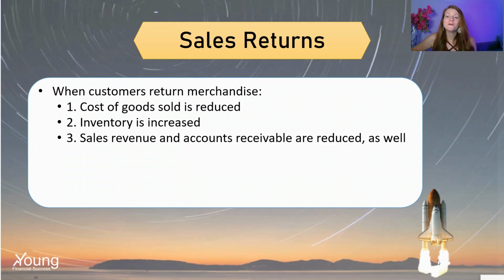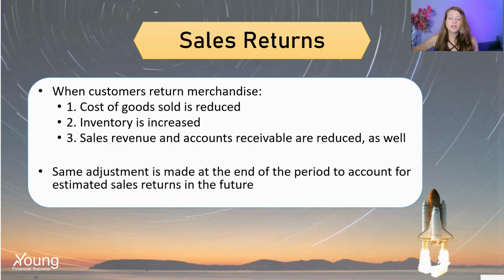So when the customer returns the merchandise, the cost of goods sold is reduced. So we're going to show that. We're going to decrease the cost of goods sold. We're going to put it back in inventory, and that's assuming they returned it and we can resell it. It's not like it was broken and they returned it, but as long as it's something we can resell, then we put it back in inventory. The sales revenue and accounts receivable are also reduced.